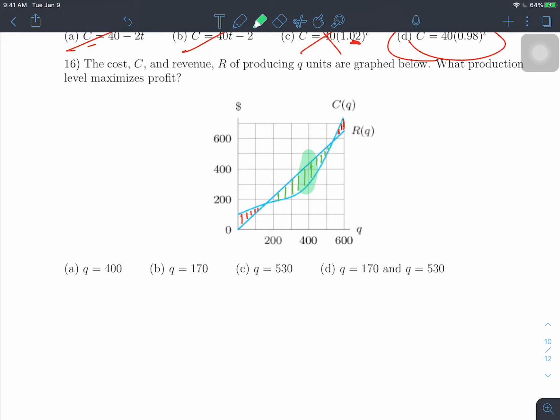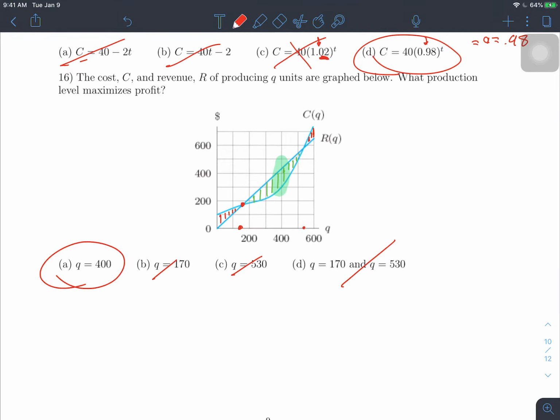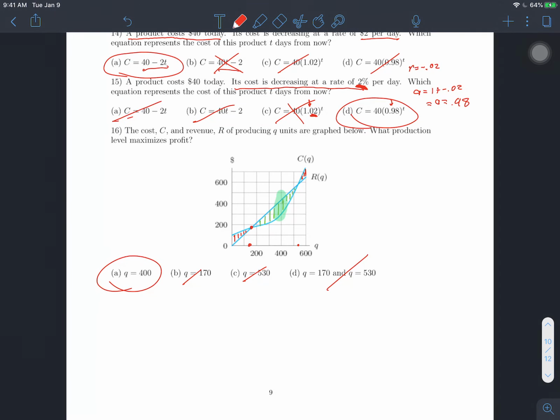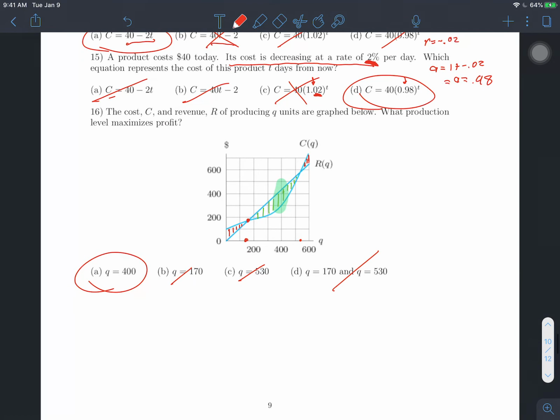So let's see here. 530. It's like way over here. That's right out. Q equals 170 and Q equals 530. That's right out because C is right out. Q equals 170, that looks like this point right here. That looks like it could be a break-even point. So that's definitely not it. And Q equals 400. Yeah, that's in our region. So A is our answer for sure. Okay, so that's how we do that one.